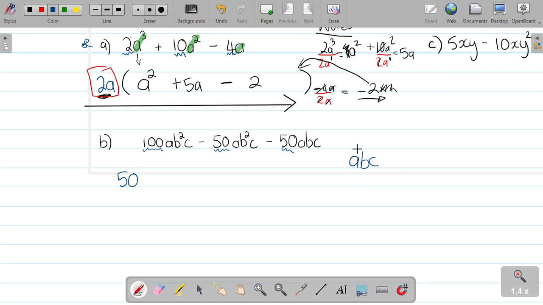Now, must it be a or a squared? Should it be a squared? No, because there's no a squareds anywhere here. So no, that's not going to be a squared. Should it be b squared? There's a b squared here, but there's no b squared here. So it's going to stay b to the power of 1.